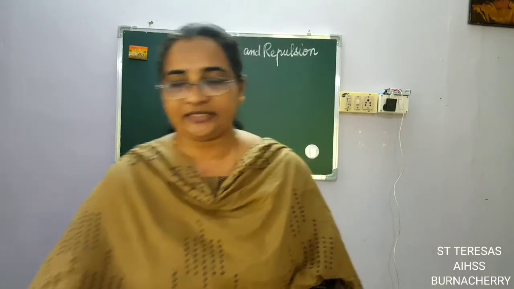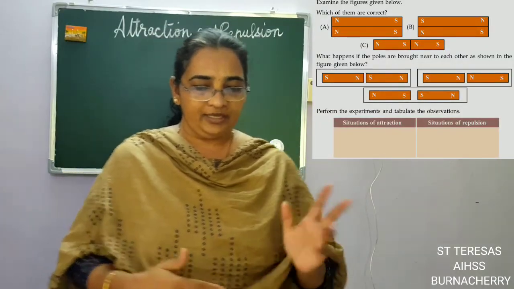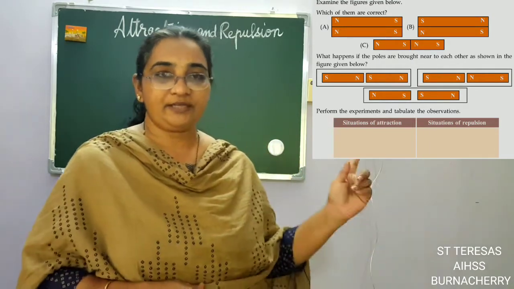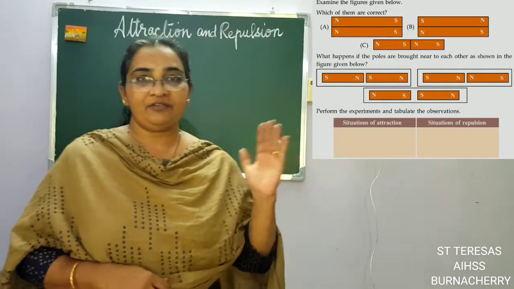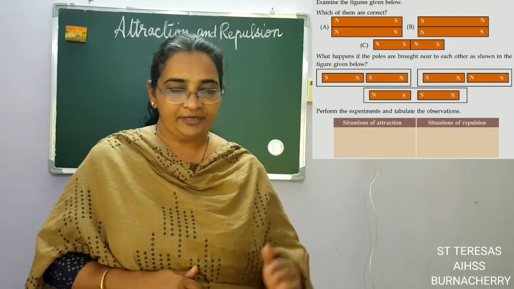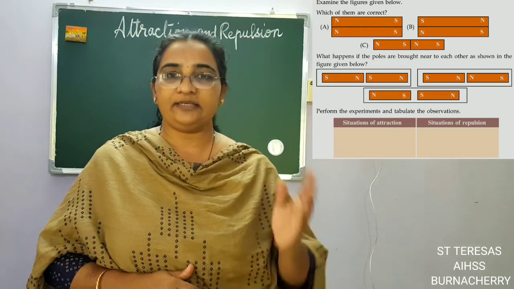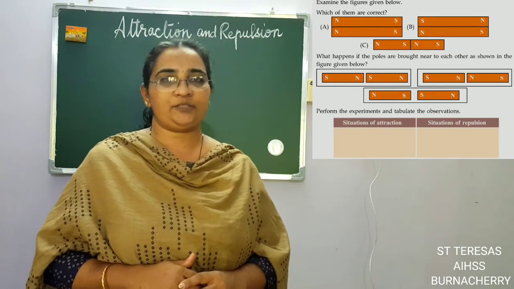Now you have a table in your textbook which is given there, isn't it? What is the table given here? You can see A, B, C, and down again you can see those things which are given here. In that they have given you certain situations. Find out the situations in which the attraction takes place and the situations in which the repulsion takes place.